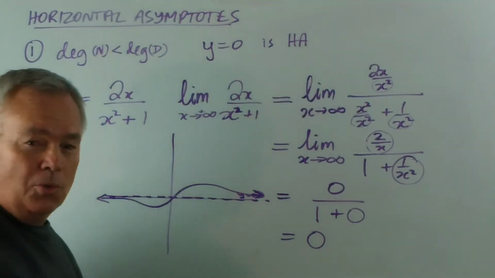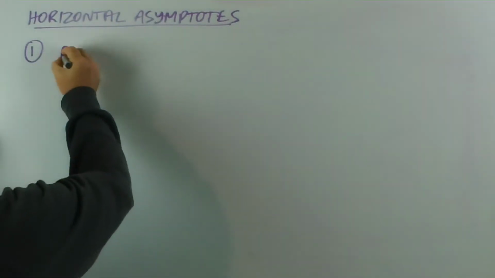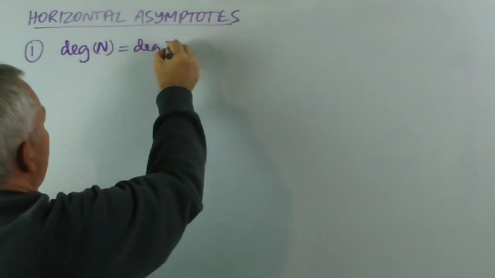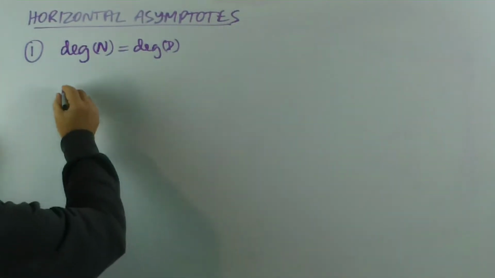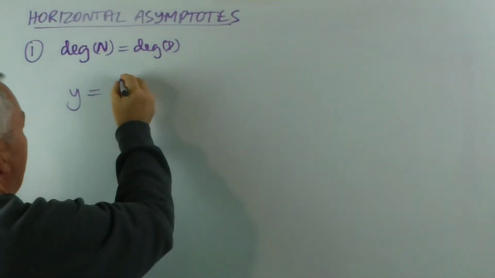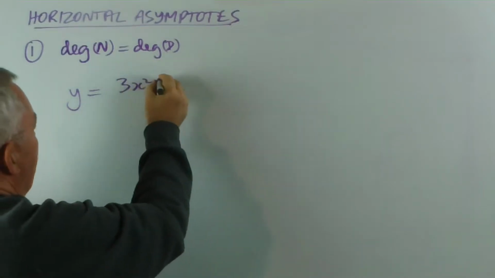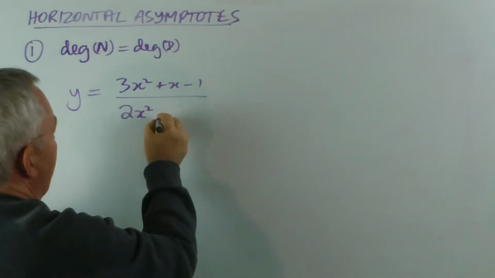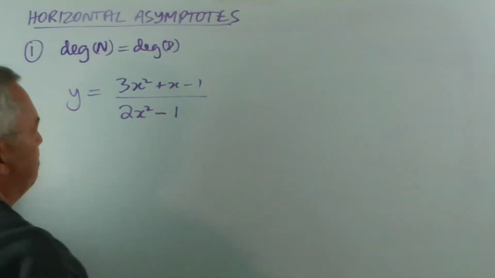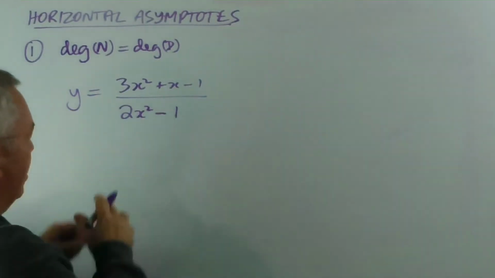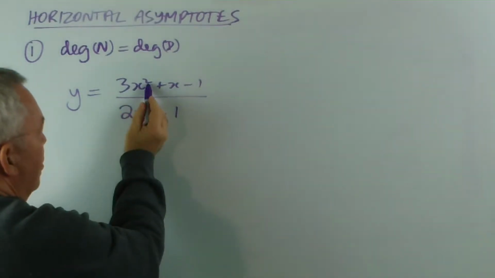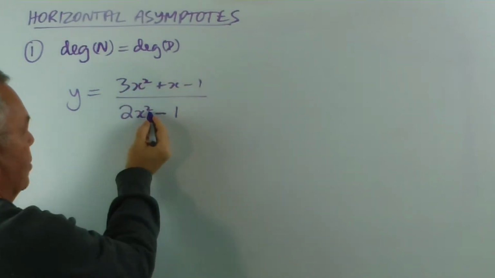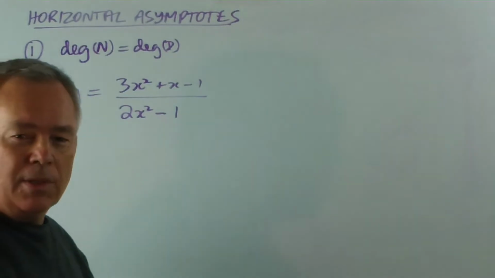Let's look at case number 2. If the degree of the numerator equals the degree of the denominator, something happens. Let's have a look at an example. Let's imagine we have 3x squared plus x minus 1 over 2x squared minus 1. Let's imagine we're going to graph this. Here you can see that the degree of this polynomial, it's a quadratic, is 2, and the degree of this one is 2 as well. So the degree of the numerator and denominator are the same.